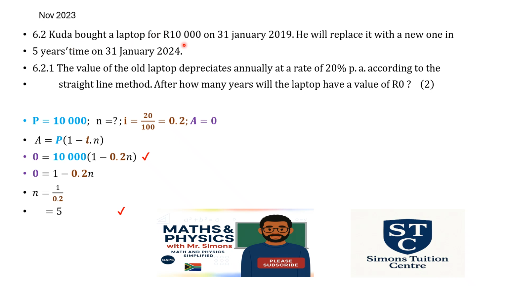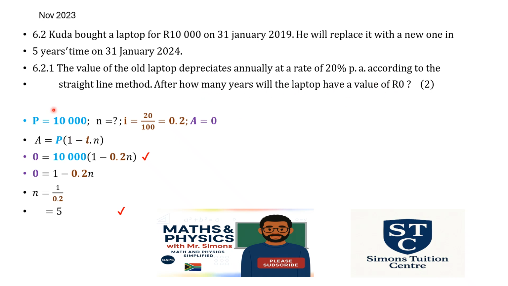Right, so November 2023: Kuda bought a laptop for 10,000 rand on 31 January 2019. He will replace it with a new one in 5 years' time, on 31 January 2024. Poor Kuda didn't know that COVID was coming, but yeah, he bought the laptop. The value of the old laptop depreciates annually at a rate of 20% per annum according to the, very important, straight line method. So we're using simple interest decay. How many years will the laptop have a value of 0 rand?